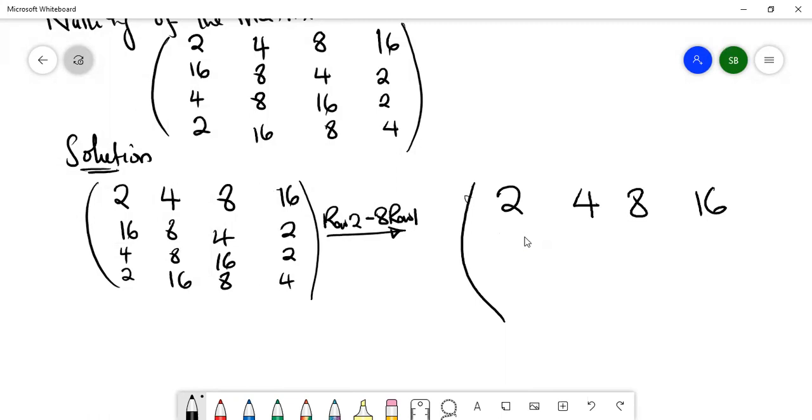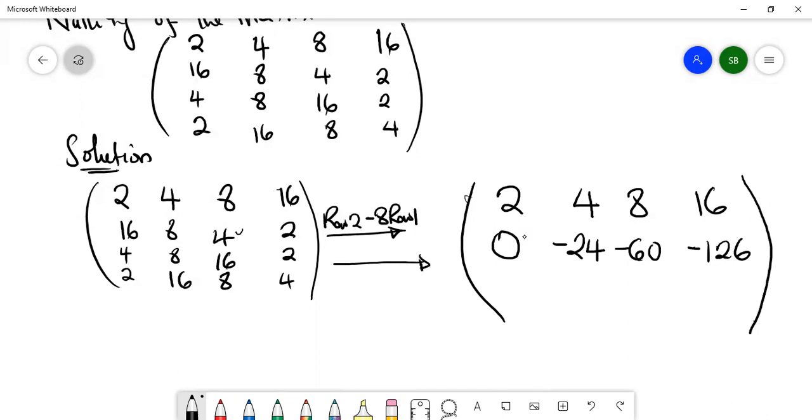We expect that this will be 0, 8 minus 8 times 4. You observe that this is minus 24. 4 minus 8 times 8, we are going to have minus 60. 2 minus 8 times 16, we have minus 126. And come here, what do you observe?